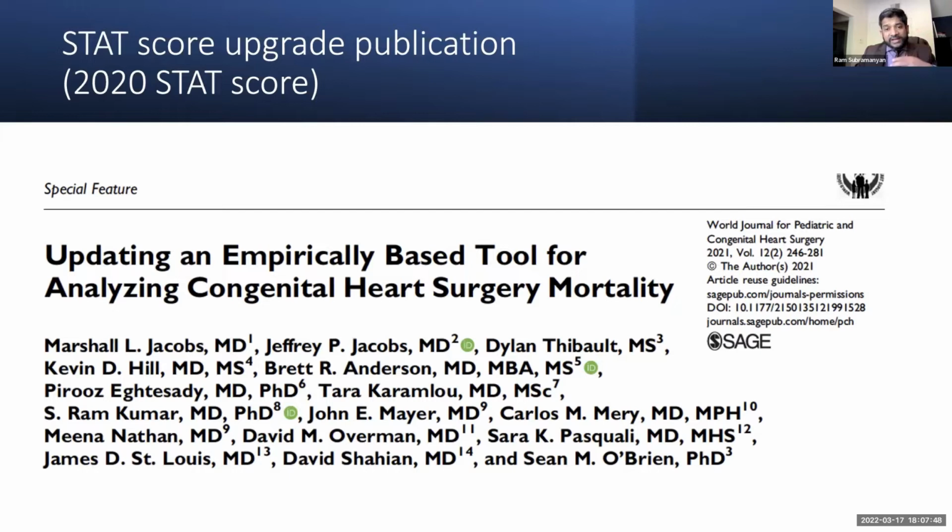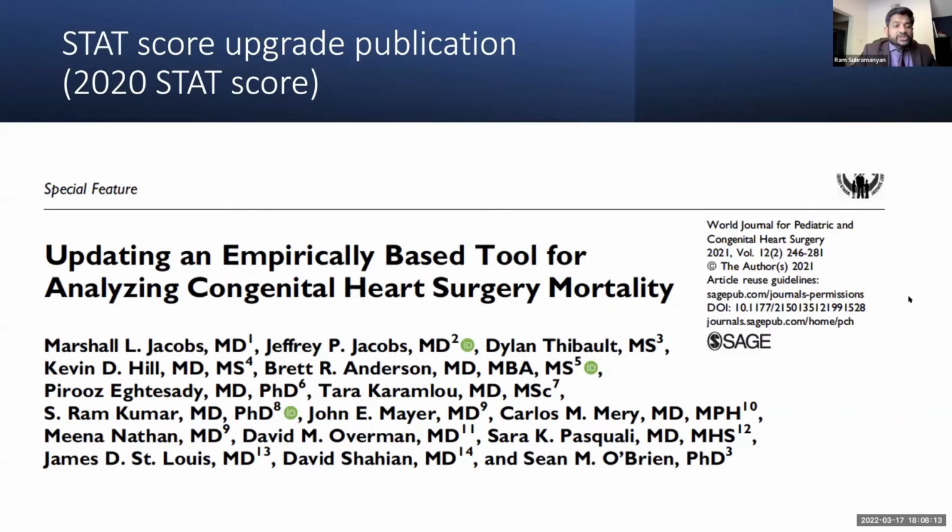In the letter that went out to all the database participants, there is a link to this paper. For those of you that don't have it immediately available, here is the DOI, here is the PubMed index for this paper. The next 4 or 5 slides that I'm going to go through are all data that emanated from this analysis, and this analysis is published in the World Journal of Pediatric and Congenital Heart Surgery.